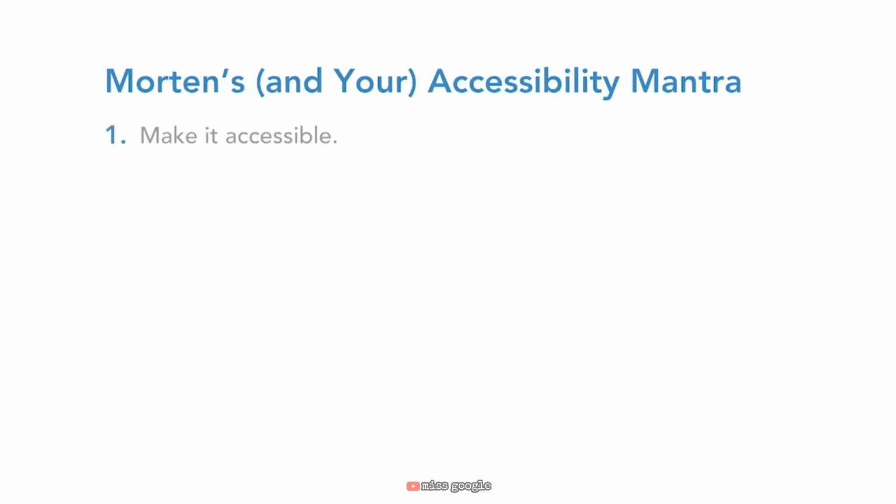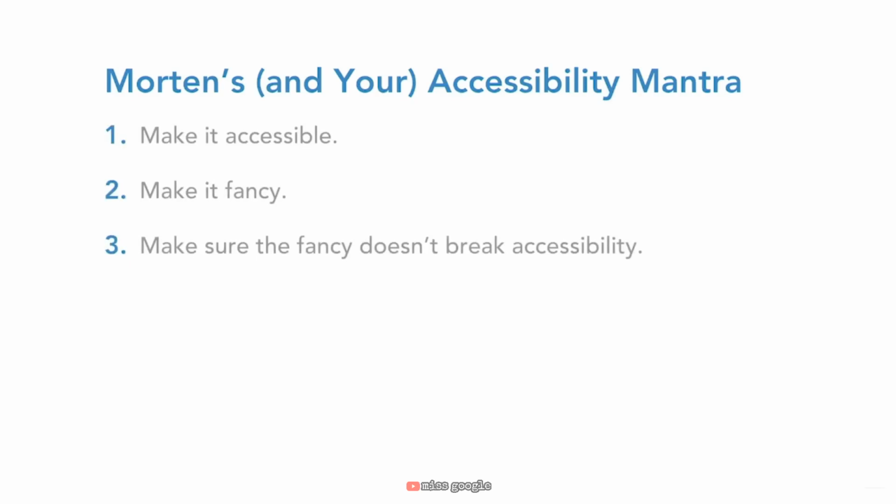Number 1, make it accessible. Number 2, make it fancy. And number 3, make sure the fancy doesn't break accessibility. This goes for all web design, but especially for CSS Grid.